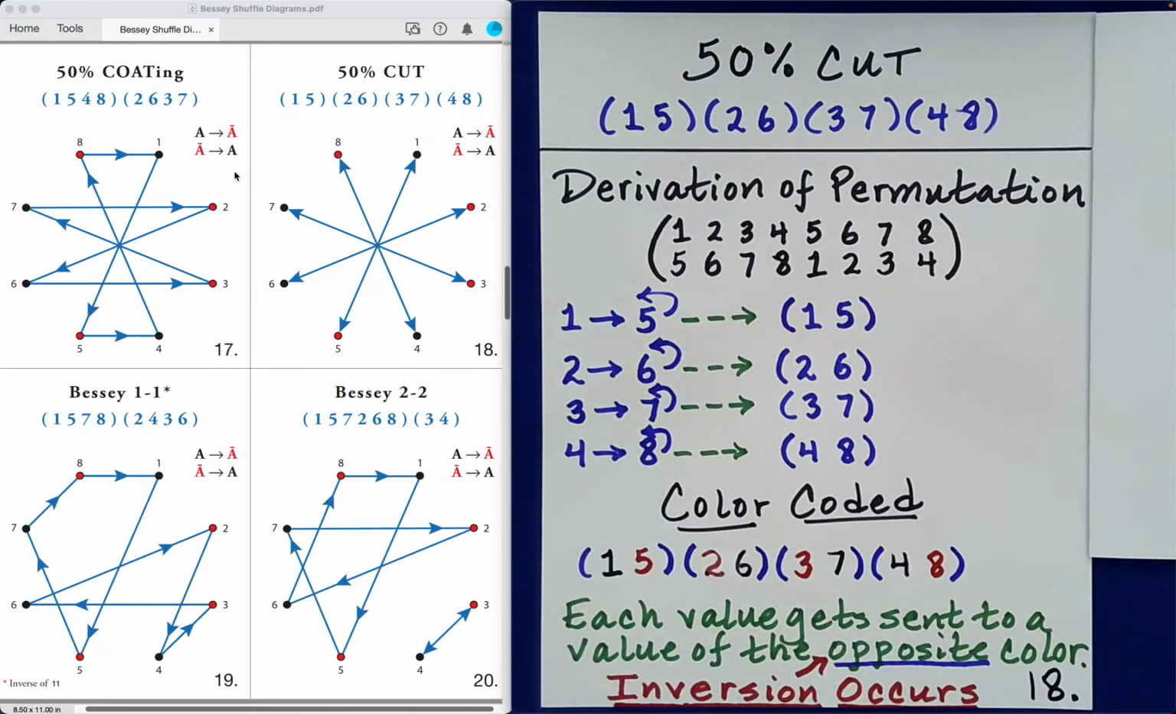1001. And taking a look at the Bessey Shuffle diagram for a 50% cut, we get this rather fun wheel looking diagram where there will be a double arrow between 1 and 5, a double arrow between 2 and 6, and then a double arrow between 3 and 7, and also one between 4 and 8. And then we've indicated here that inversion has indeed occurred.